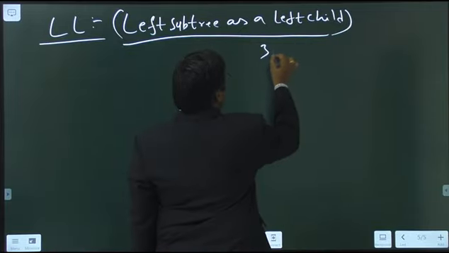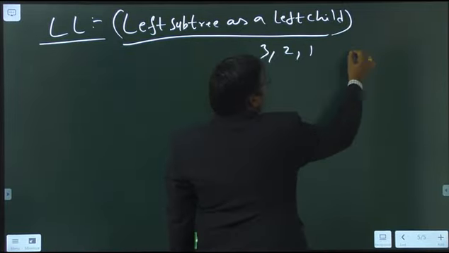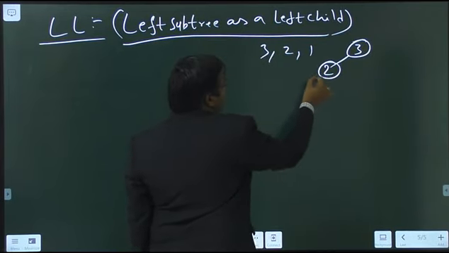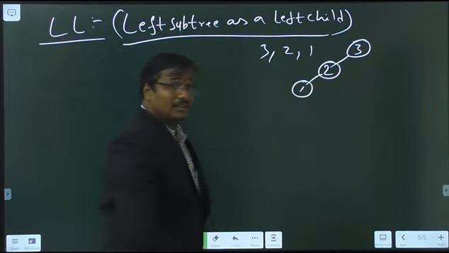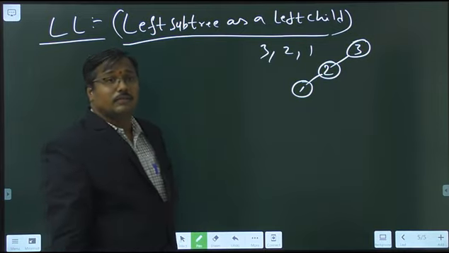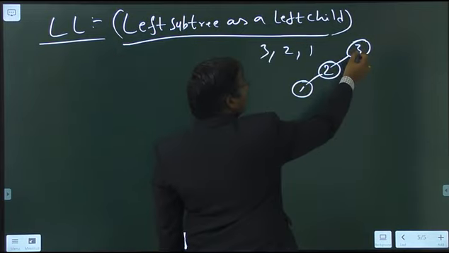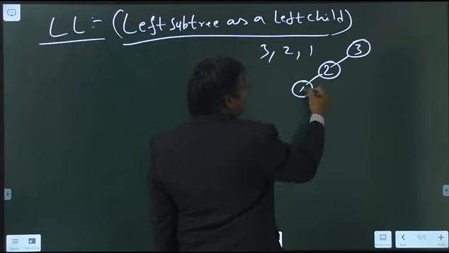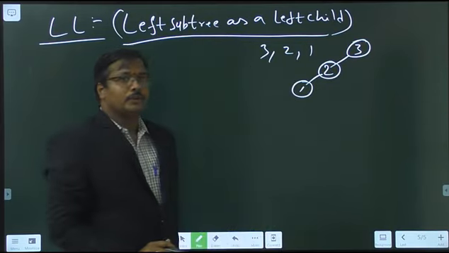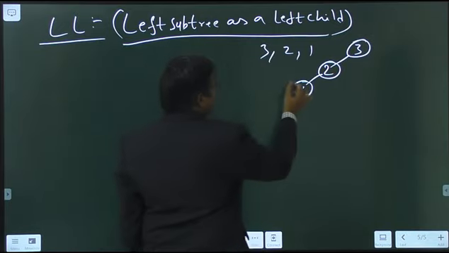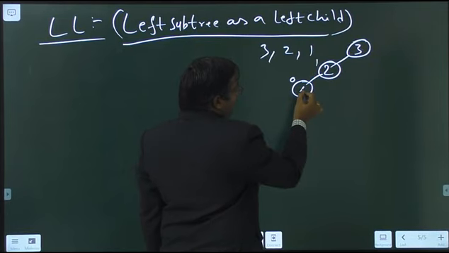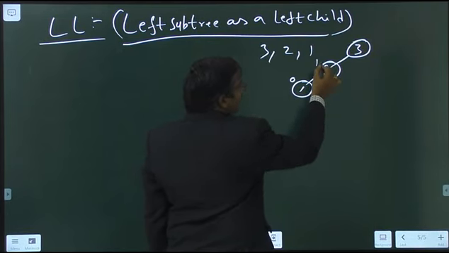Take a simple example: 3, 2, 1. 3 is inserted as the root node, 2 is inserted as a left child, and 1 is inserted as a left child. Why are we inserting like this? Comparing 3 and 2, 2 is less, so it is a left child. Comparing 2 and 1, 1 is less, so it is a left child. Now we need to compute the balance factors. For node 2 it is 1, because the height of the left subtree is 1 and the height of the right subtree is 0, so 1 minus 0 is 1.